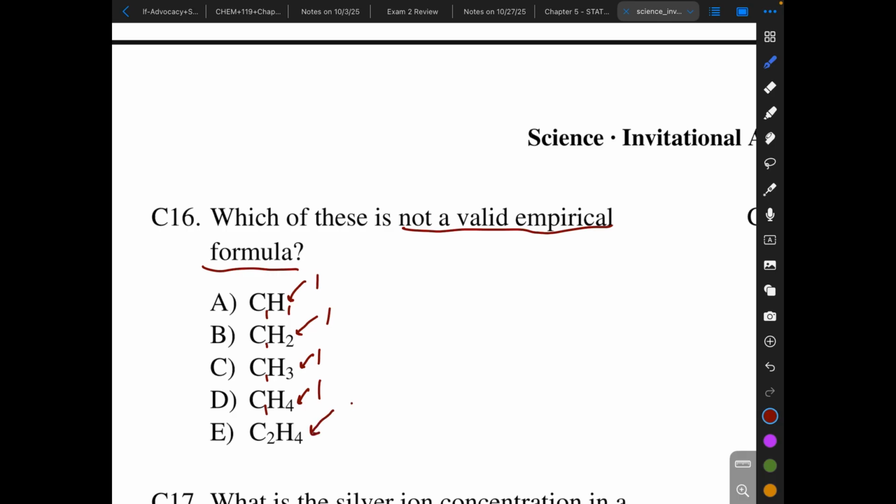But what about C2H4? The factors of 2 are just 1 and 2. The factors of 4 are 1, 2, and 4. So C2H4 has the greatest common factor of 2. The most simplified version would be if you divide both by 2, so you would have CH2. This would be the empirical formula. And C2H4 is actually the molecular formula because it doesn't have a greatest common factor of 1. So the answer to number 16 would be E.